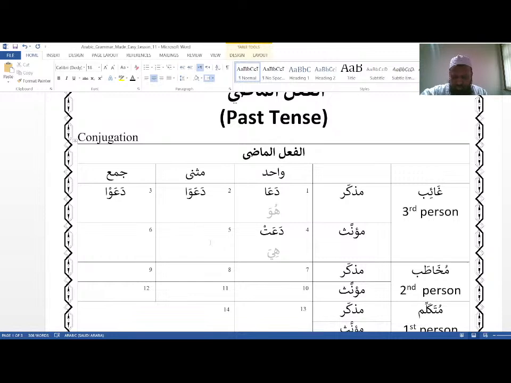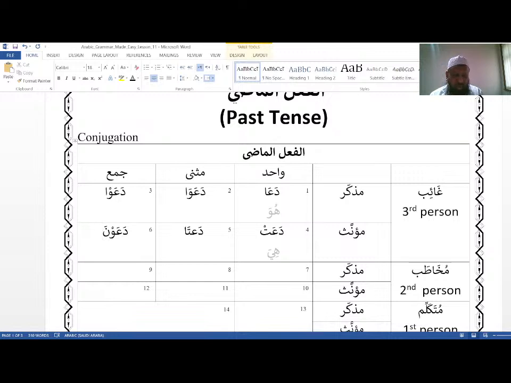Da'at. From here we can make the musanna, da'ata, da'ata. The muannas jama. This is the original. The waw is the original. We need the noon fatha. Let's apply the rule here.